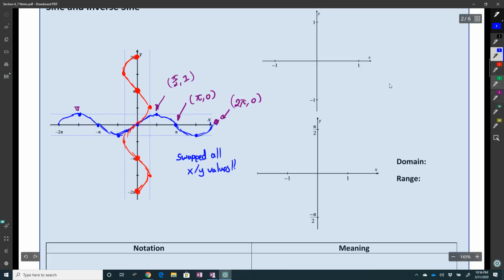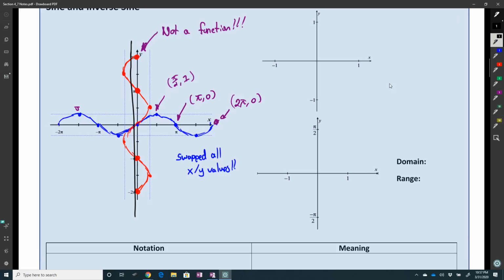Now, again, why is this not a function? Because it fails the vertical line test. Sine is not a one-to-one function. So if it fails the horizontal line test, the inverse will fail the vertical line test. And notice I can just draw a vertical line, and notice that it crosses a bunch of times.